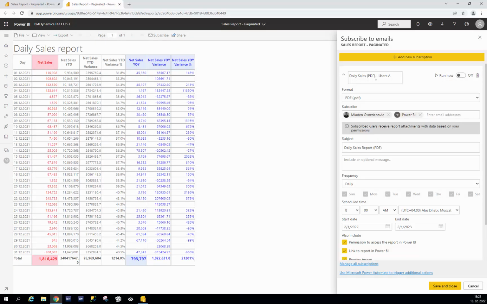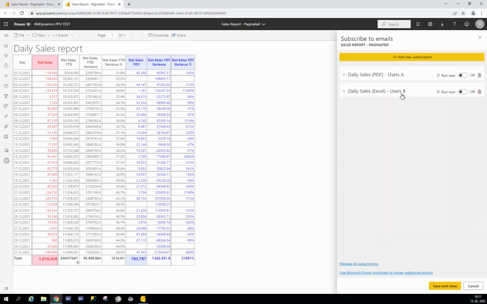Subscription number 1 will be sending the PDF format of this report to the users in group A every day at 8 in the morning, and the users in group B will receive this in Excel. So you say, okay, what does it mean, users A and B? What kind of users are they? Actually, I will be sending this to myself and then using rules in Outlook, based on the name of the subject, this will be forwarded to user A, and this will be forwarded to user B.